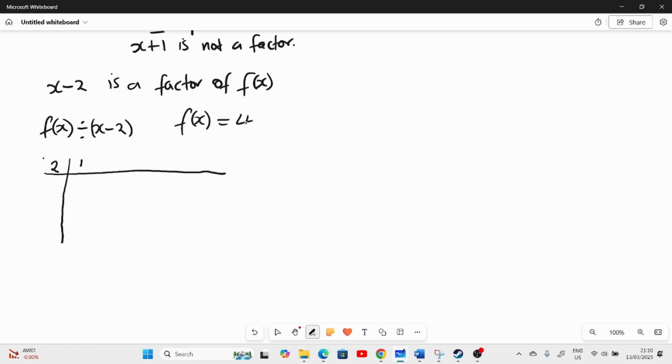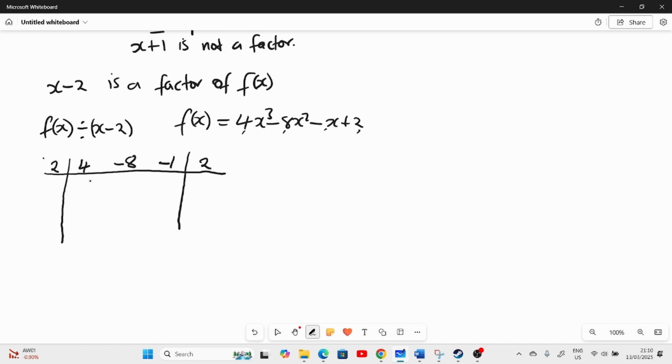The given polynomial f of x is 4x^3 minus 8x^2 minus x plus 2. We write all these coefficients on this line. The first coefficient is 4, then for x squared the coefficient is negative 8, then for x to the power 1 the coefficient is negative 1, and the constant term is 2. After writing the constant term, you draw another closing line here.